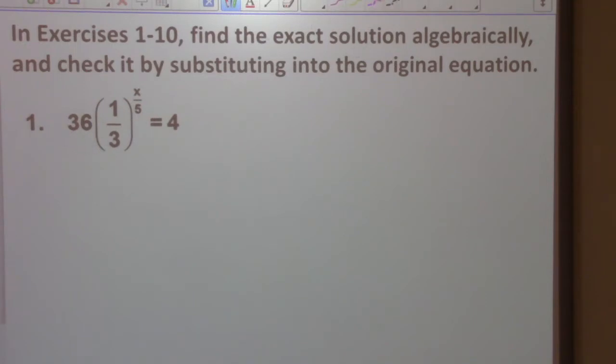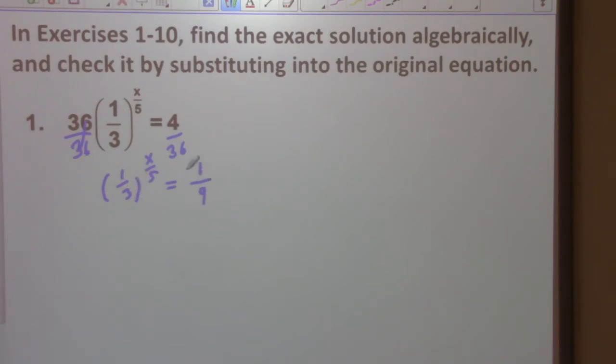This one here, first step, what do you think? Divide by 36? Does that make sense? So we have 1/3 to the power of x over 5 equals 1/9. Now, one thing we could do is take log base 1/3 of 1/9 equals x over 5. That's one way we could do it.